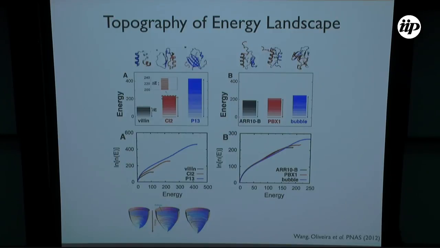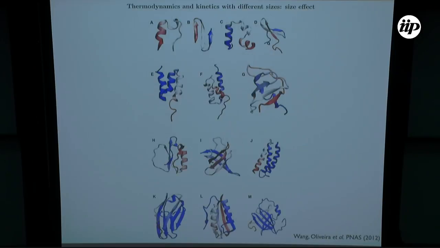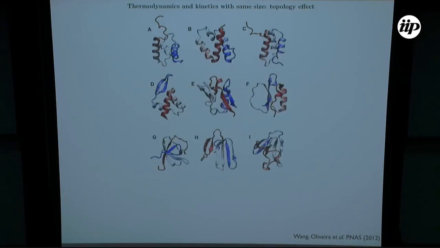So well, after doing this for this group of proteins, we did it for a bunch of others. These are proteins with different size. These are proteins with the same size but different topology. So what we asked was, what is the relationship between thermodynamics and kinetics, and can we relate it to the maximization of TF over TG, and of course with the landscape parameter, which is lambda.